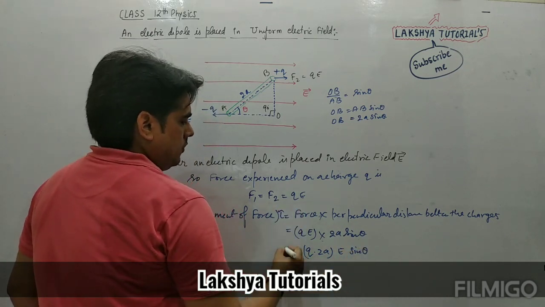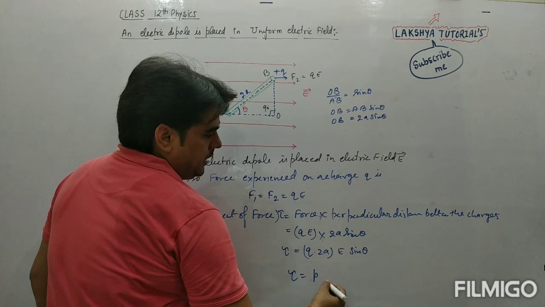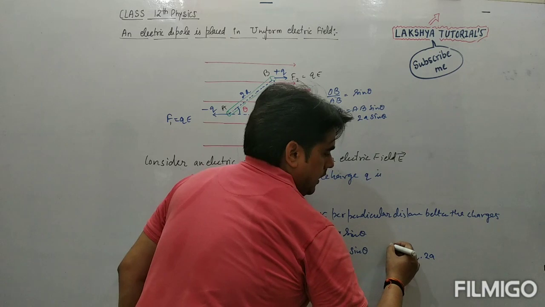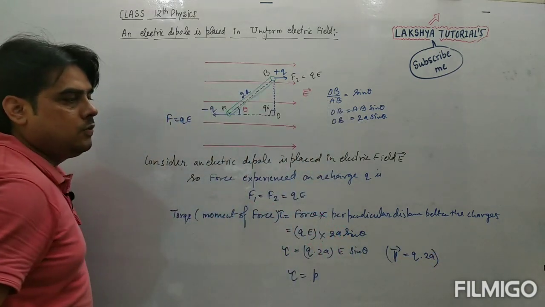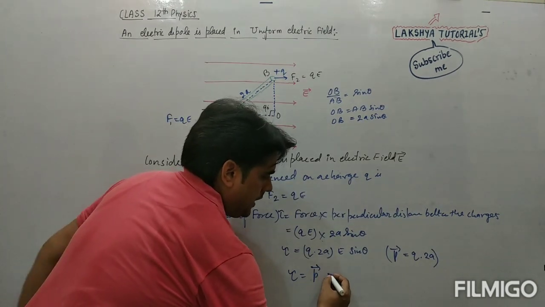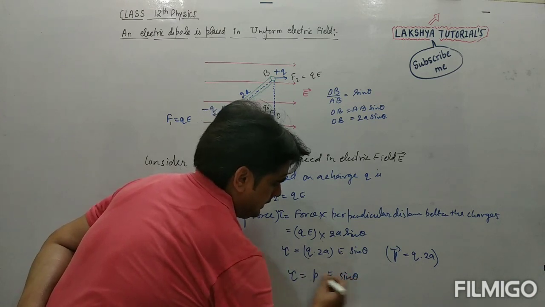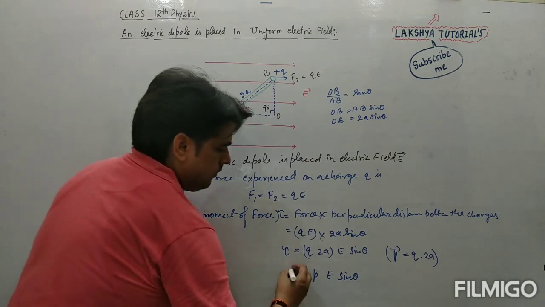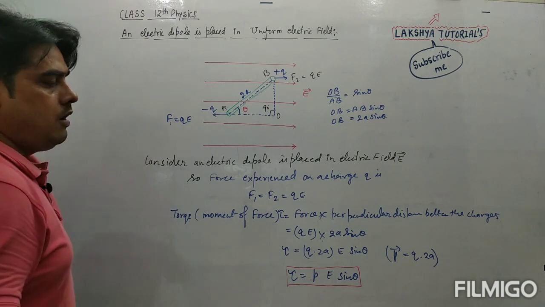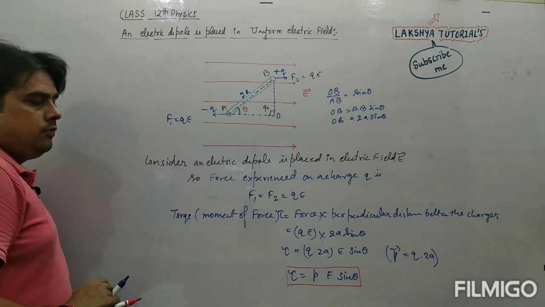This moment of force, or torque, is denoted by tau, and tau is equal to P. You know that the electric dipole moment P is equal to Q into 2a. When you put this value, this is P and this is E sin theta. This is the expression of torque on a dipole in a uniform electric field.